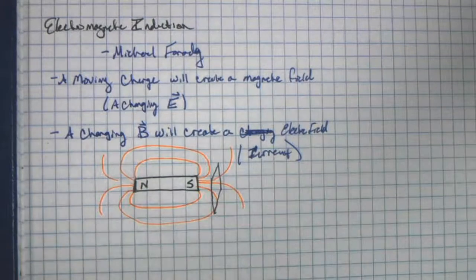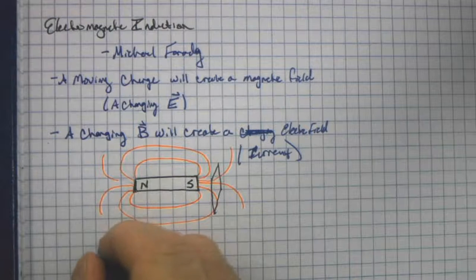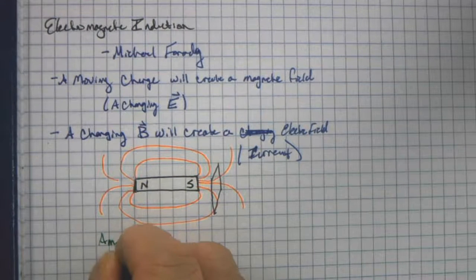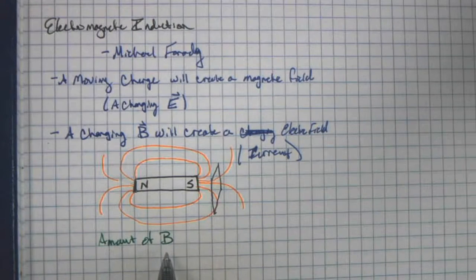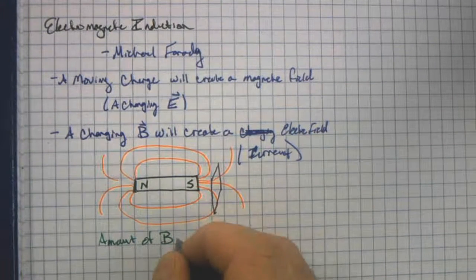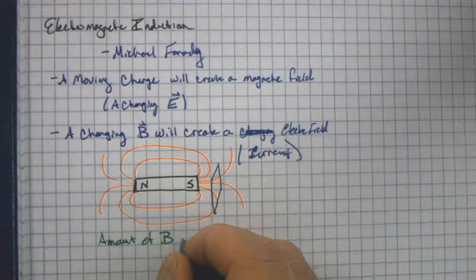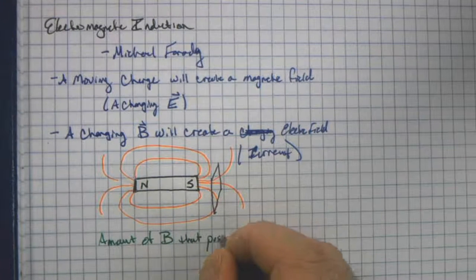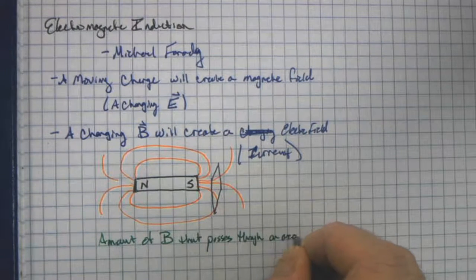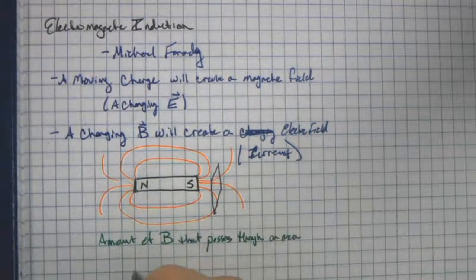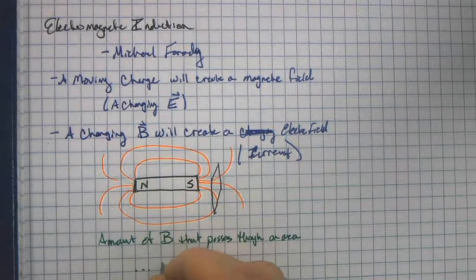And this value, the amount of magnetic field that passes through an area, is called magnetic flux.